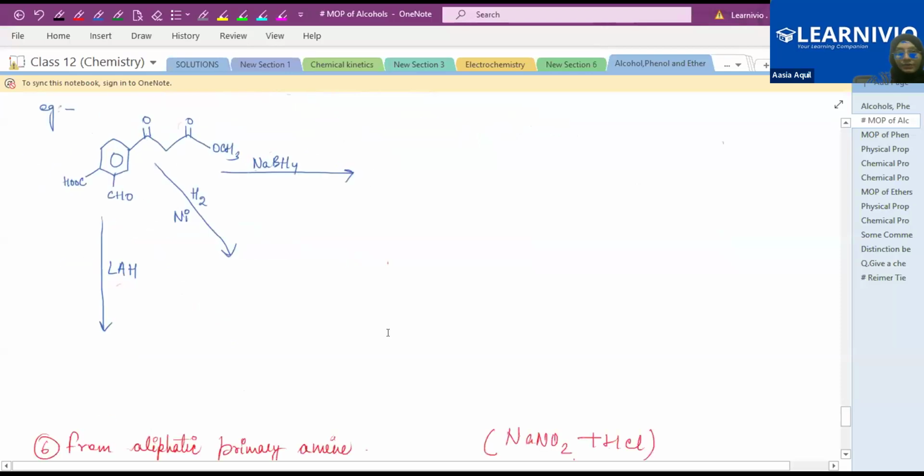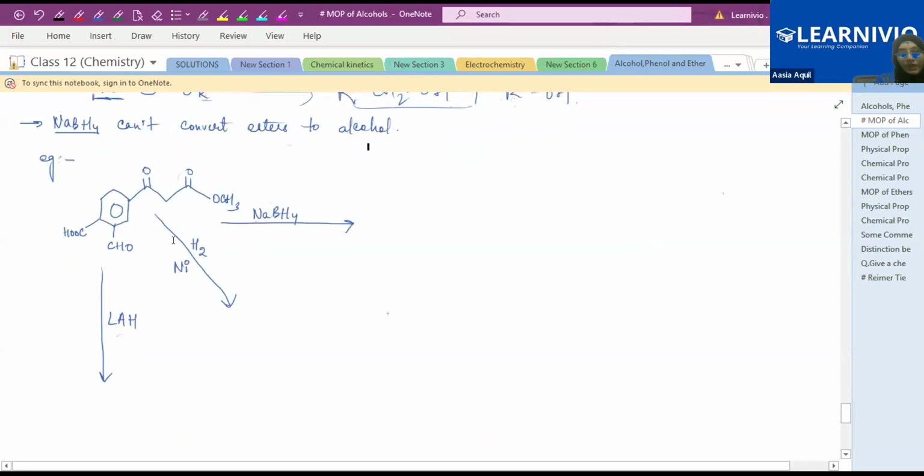Okay, just quickly do this question. First, when you treat this compound with sodium borohydride, which group will get reduced? Then when you do catalytic hydrogenation, H2 in the presence of nickel, and when you use lithium aluminum hydride as the strongest reducing agent, in all three cases, write down the product quickly.